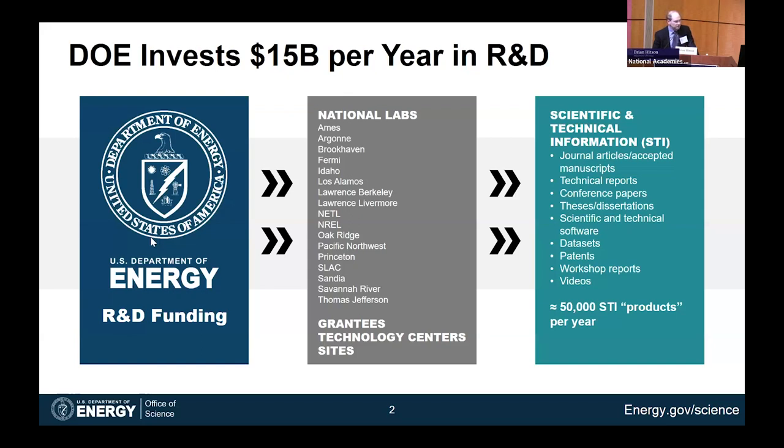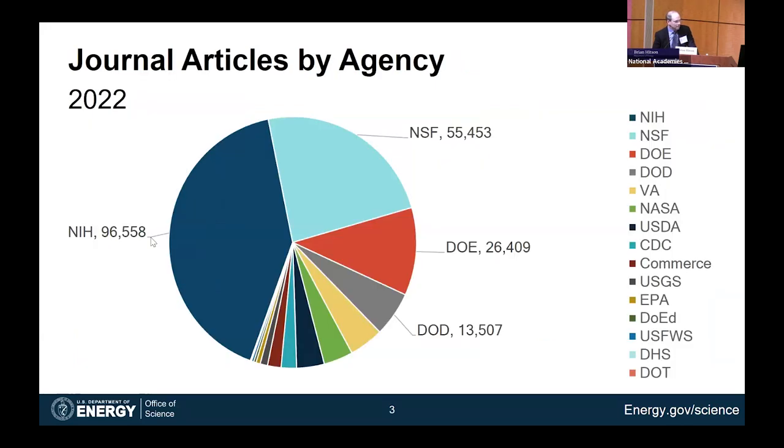And out of that $15 billion investment, we generate about 50,000 R&D or STI products per year. Within the federal government, in terms of those journal article publications, this pie chart gives you a sense of which agencies are producing the largest volumes of journal articles. NIH and NSF, certainly the biggest share. DOE generating 25 to 27,000 articles per year, and then a whole host of other agencies producing very meaningful quantities of journal articles.